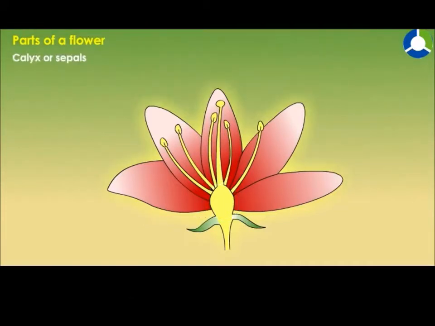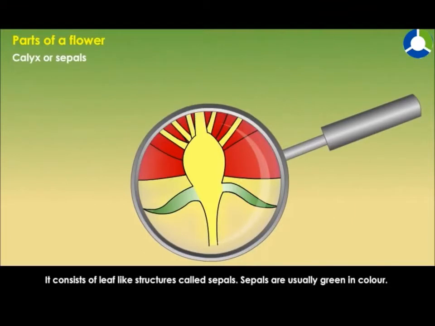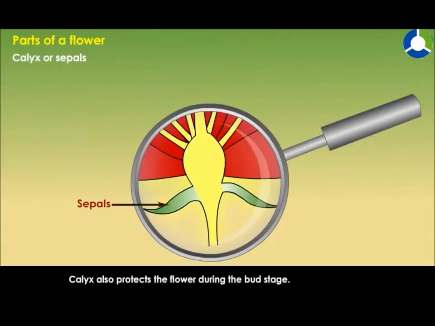Calyx or sepals. The outermost whorl of a flower is calyx. It consists of leaf-like structures called sepals. Sepals are usually green in color. Calyx also protects the flower during the bud stage.